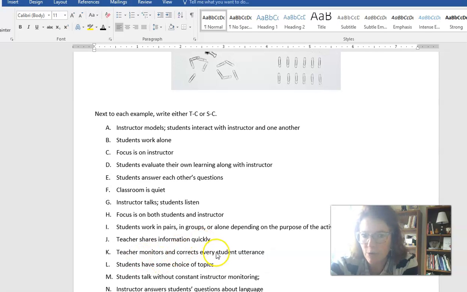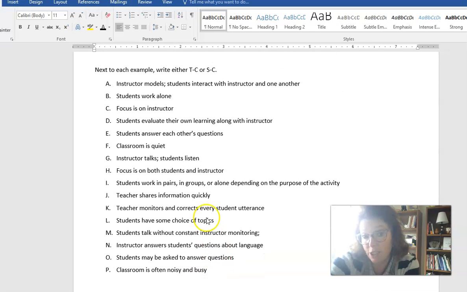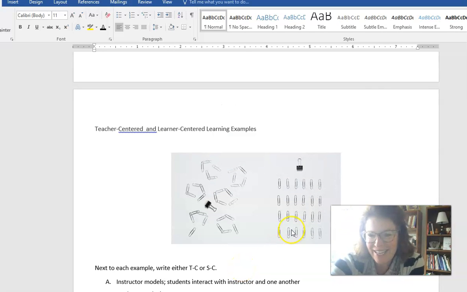Teacher monitors and corrects every student utterance. That's teacher-centered. Students have some choice of topic. That's usually student-centered. Students talk without constant instructor monitoring. Student-centered. Instructors answer students' questions about language. Student-centered. Students may be asked to answer questions. Student-centered. Classroom's noisy and busy. That's student-centered. All right, that just reviewed your activity and a short video.